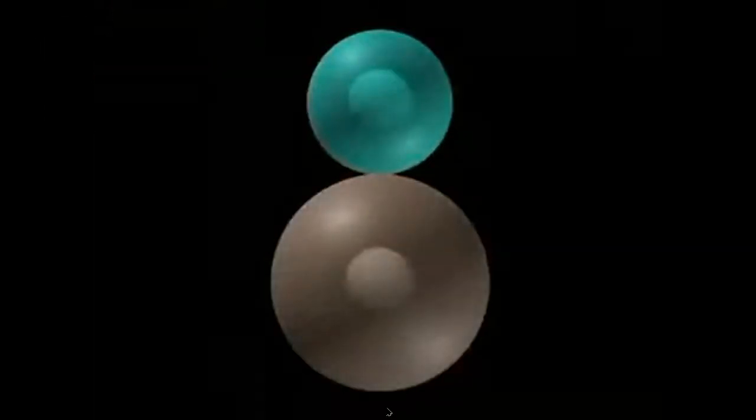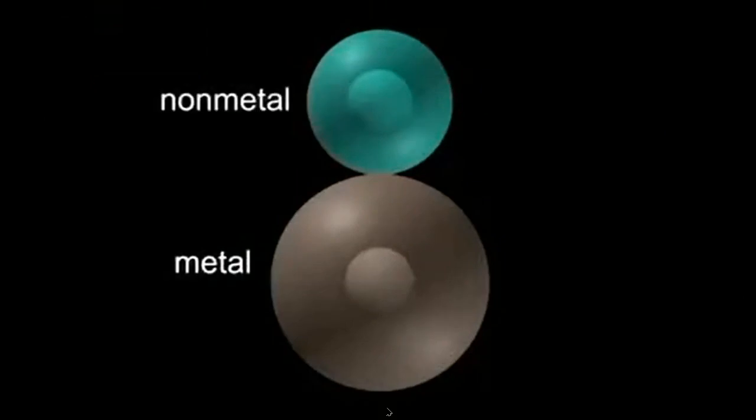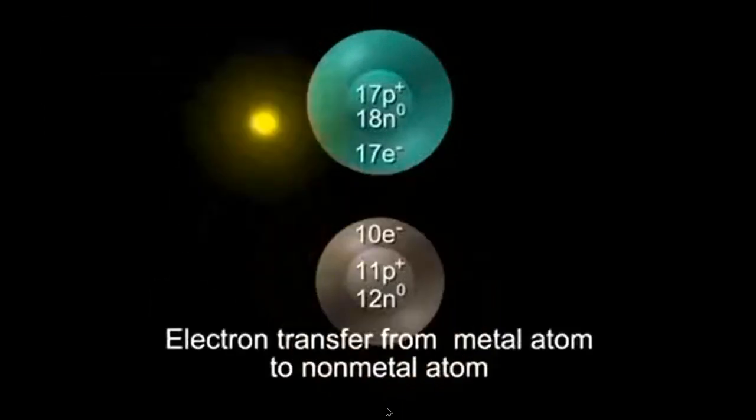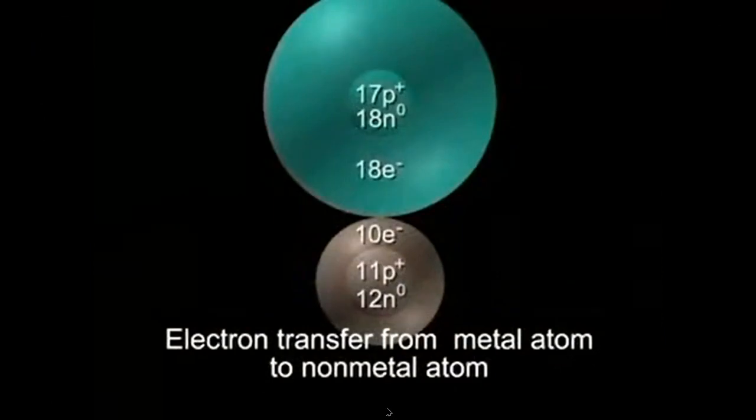Let's isolate the key step and examine a simplified version of it. Electron transfer from a metal atom to a nonmetal atom. The sodium atom has 11 protons and 12 neutrons in its nucleus and 11 electrons around the nucleus. The chlorine atom has 17 protons and 18 neutrons in its nucleus and 17 electrons surround it. The sodium atom transfers an electron to the chlorine atom, and the ions attract each other and release energy.